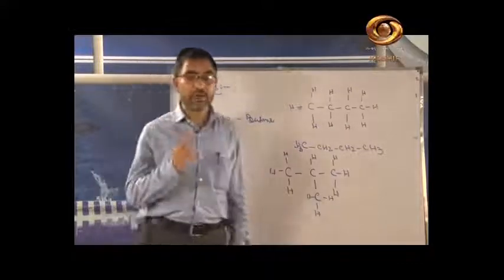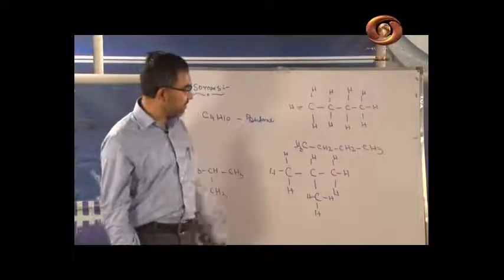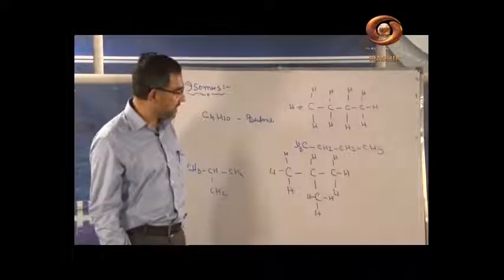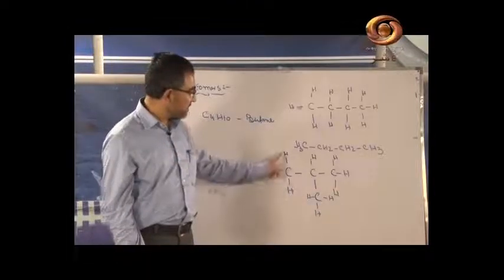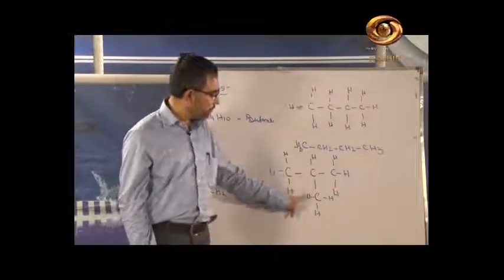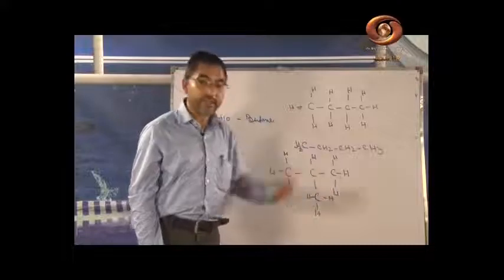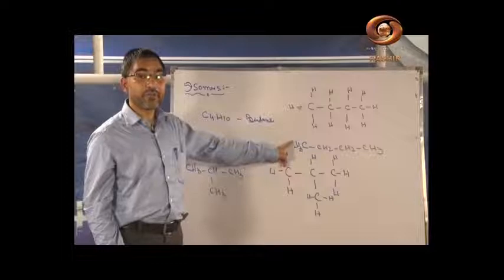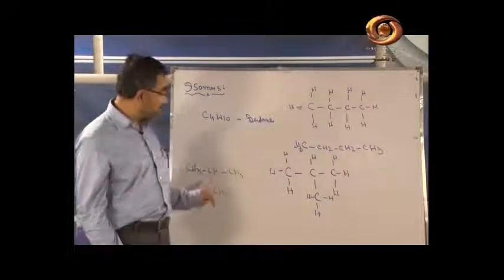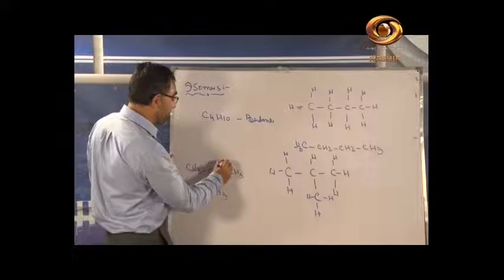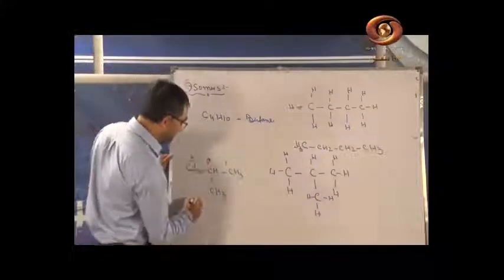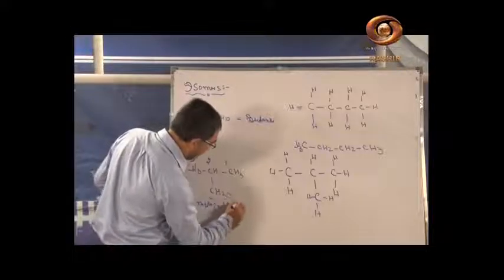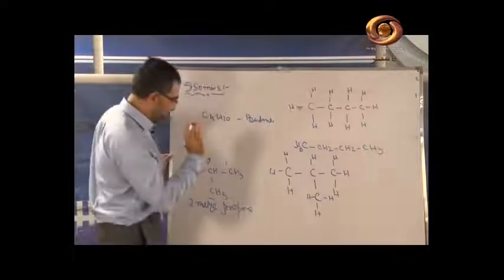What is the difference between the two compounds? If you calculate the number of carbon atoms, they are 4: 1, 2, 3 and 4. If you calculate the number of hydrogens, it is 1, 2, 3, 4, 5, 6, 7, 8, 9 and 10. But what is the name of this compound? And what is the name of this compound? If you recall your nomenclature, the name of this compound is 2-methyl propane.